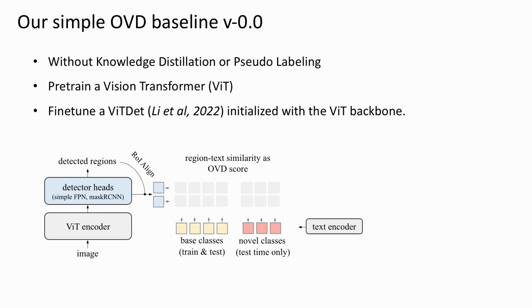In this paper, we propose a simple pre-training fine-tuning framework for open vocabulary detection without the need for knowledge distillation or pseudo-labeling. Instead of training a new detector from scratch as in the previous works, we initialize the detector with a ViT backbone that's pre-trained by contrastive image text pre-training. Only the detector heads are newly added. The way ROI features are used in region text embedding matching is the same. At test time, the novel category embeddings are introduced and the detected regions are matched with both base and novel category embeddings, and their region text similarity is treated as their detection scores.